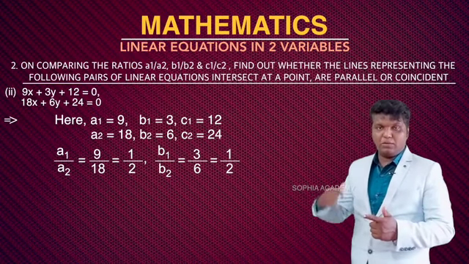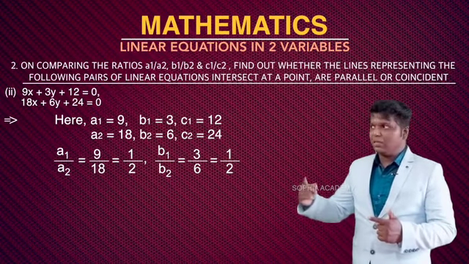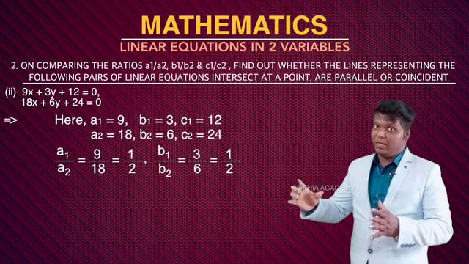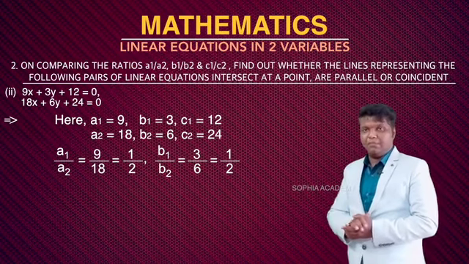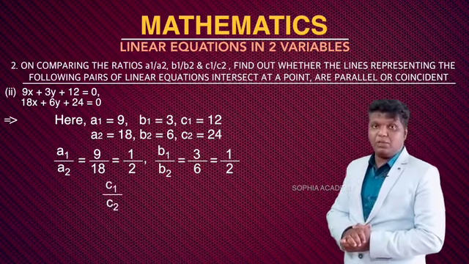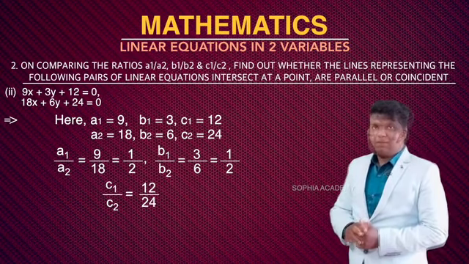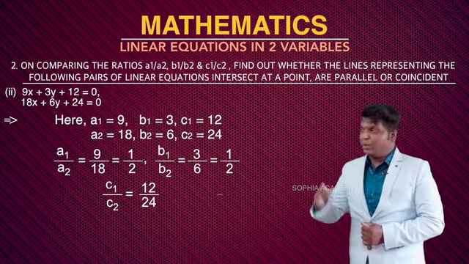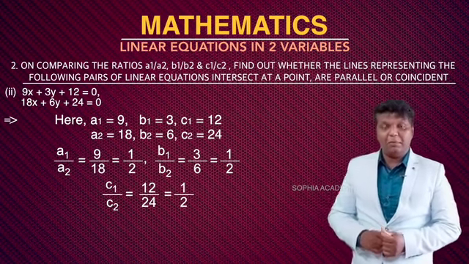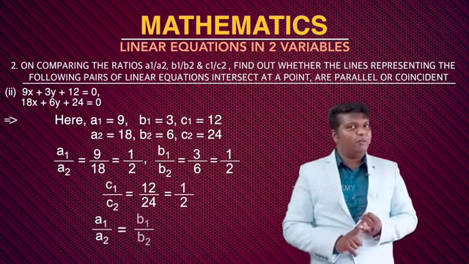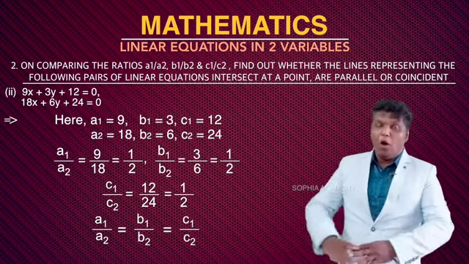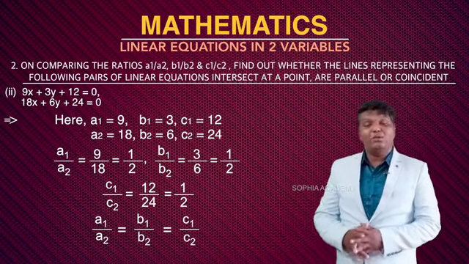So tell me whether I have to check out c1 by c2. Definitely yes, because a1 by a2 and b1 by b2 are equal. That's why let us go for the third term. c1 by c2. What is c1 by c2? It is 12 by 24. Cancelling them together in the table of 12 also, again you are going to get 1 by 2 itself. That means a1 by a2 is equal to b1 by b2 and that is equal to c1 by c2. All the ratios are equal to each other.